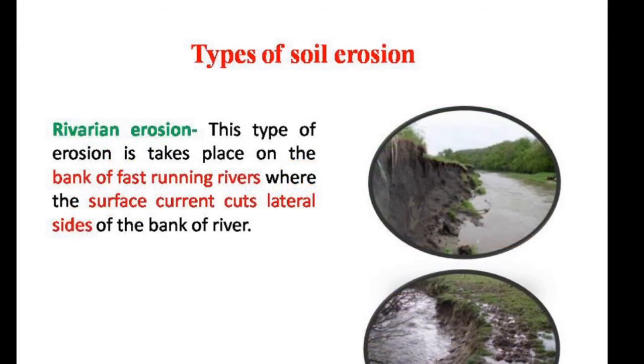Then the next type is riverine erosion. This type of erosion takes place when fast running water through the river basin cuts the edges or lateral sides of the bank of a river. It causes riverine erosion.